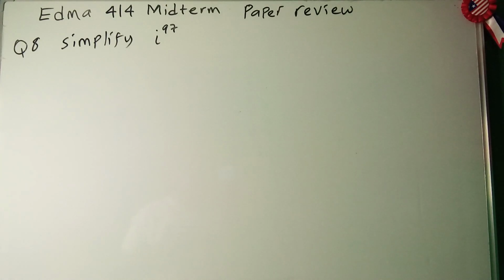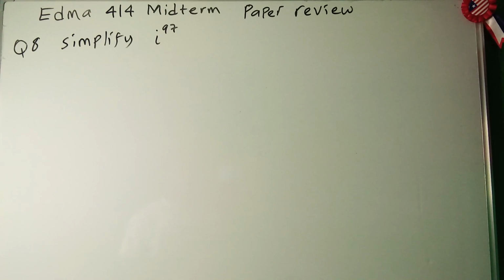In question number 8, we were told to simplify i raised to the power of 97. So i is called iota, and it is defined as the square root of -1. In this video, you are going to learn a very important method of finding i raised to any positive whole number power.